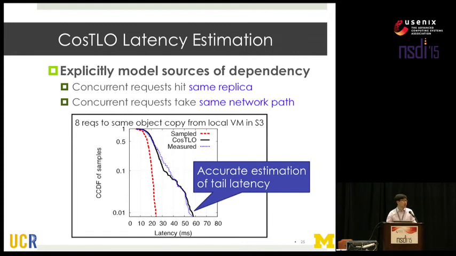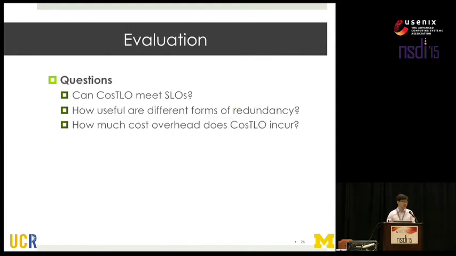So now I have told you how CosTLO works and how we address some of the challenges. Next, let me show you some key results to show that our solution works. We answer 3 questions in the evaluation. Can CosTLO meet SLOs? How useful are different forms of redundancy? And how much cost overhead does CosTLO incur? In this talk, I'll mainly focus on the first 2 questions.